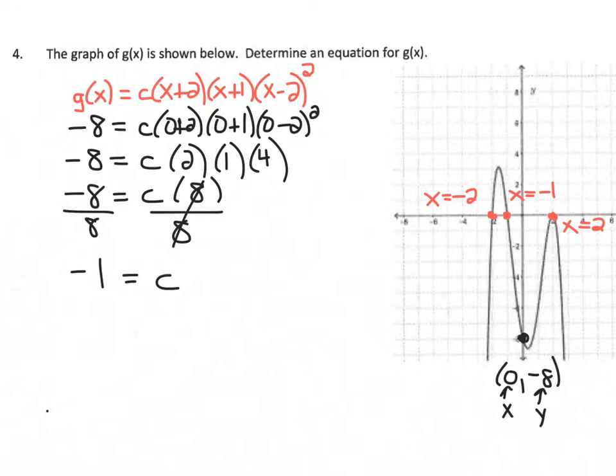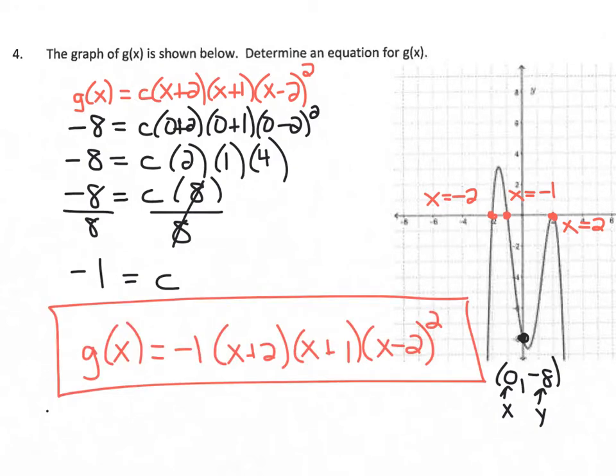So what we're going to do now is take this -1 and replace it for c in the original equation. And there we have it. If you wanted to check, you could always go to y equals in your calculator and plug in this equation that you created and see if the graph looks like this, and see if the points from your table of values match up with these points that we have here.